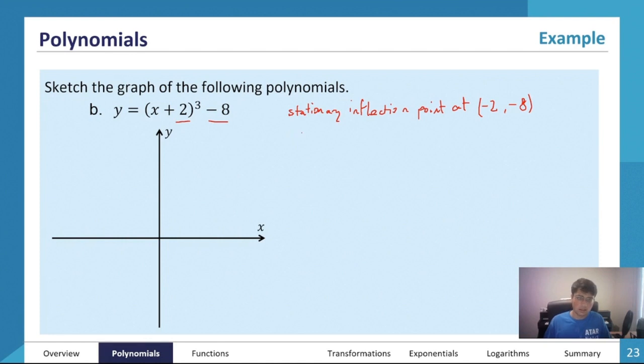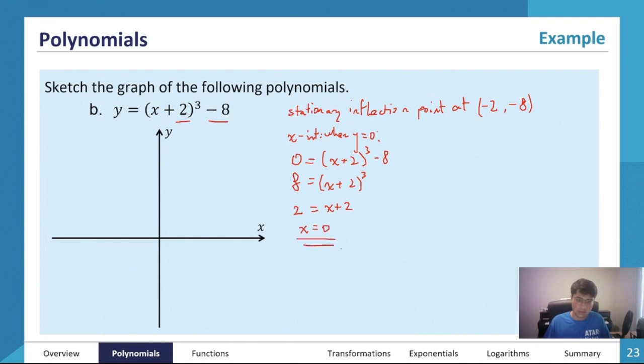Okay, x-intercept. So we set y equal to 0. When y is equal to 0, we get 0 equal to (x plus 2) cubed minus 8. And remember from that table we looked at, this is going to just involve rearranging to solve for x. So we have 8 equals (x plus 2) cubed. Take the cube root of both sides. The cube root of 8 is 2. And the cube root of this expression is going to be x plus 2. So that means that x is equal to 0. Okay, yeah, that looks right.